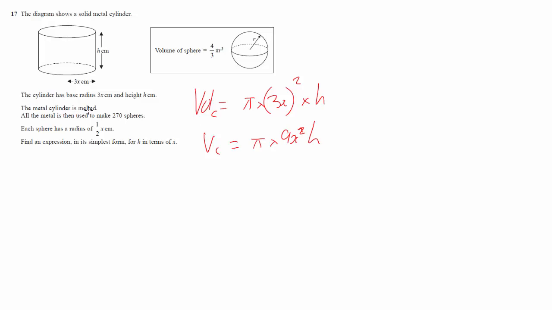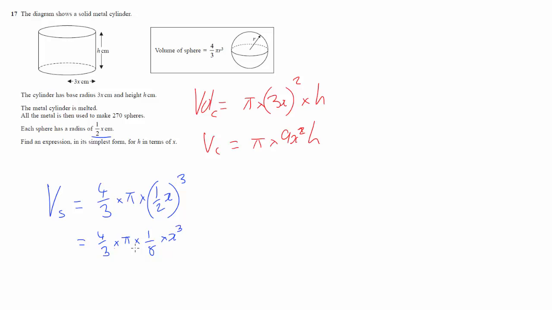Now it says that metal cylinder is actually the same as 270 of those spheres. So in blue, I'm going to find out the volume of a sphere. So the volume of a sphere is going to be 4/3 times pi times the radius, which is a half x. And again, I'm going to need to put that half x in brackets, cubed. So that's 4/3 times pi times a half times a half times a half is 1/8 times x cubed.